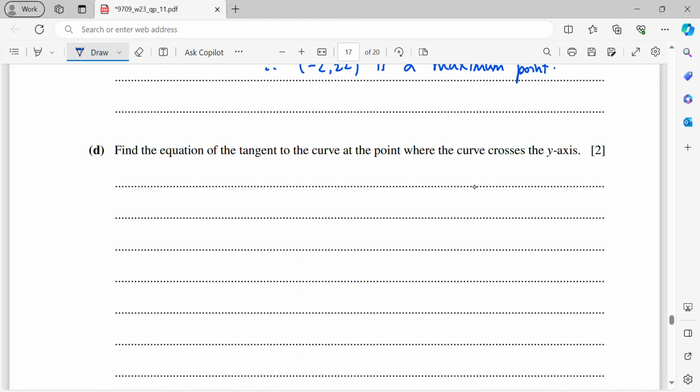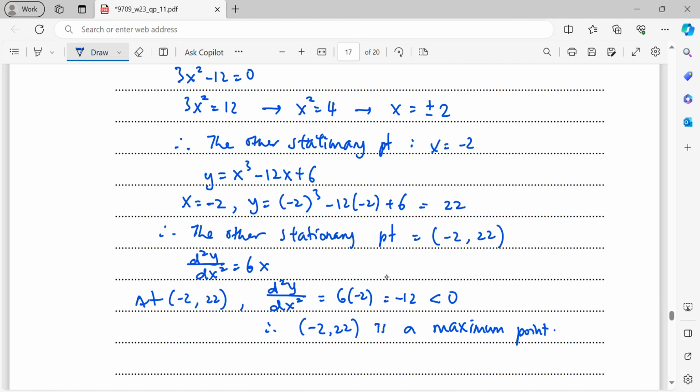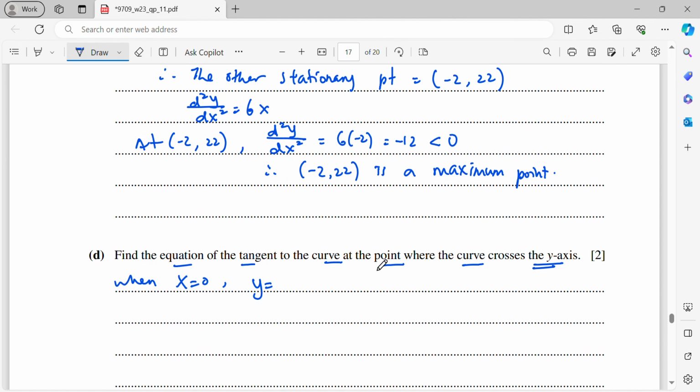Okay, now D, find the equation of tangents to the curve at the point where the curve crosses the y-axis. So when the curve crosses the y-axis means x equals 0. Okay, so when x equals 0, your y is, look at the y here, x cubed minus 12x plus 6, it becomes just 6. Therefore, I get a point with coordinates 0, 6.